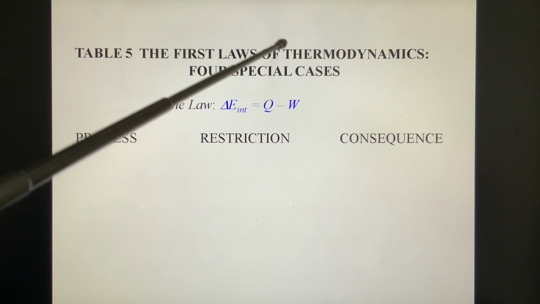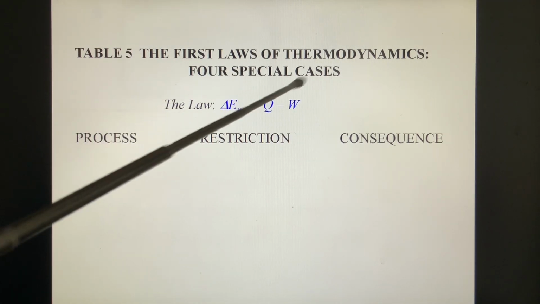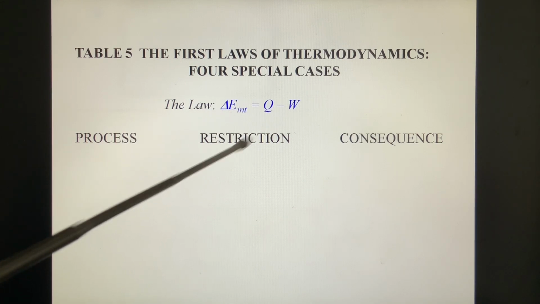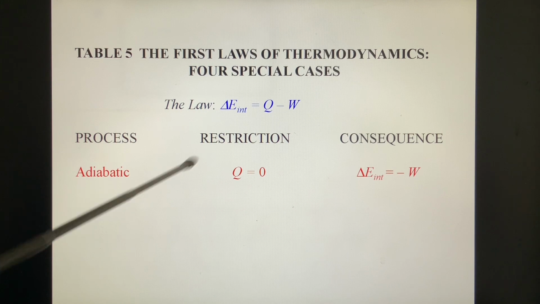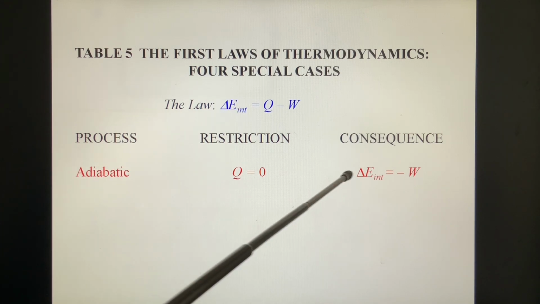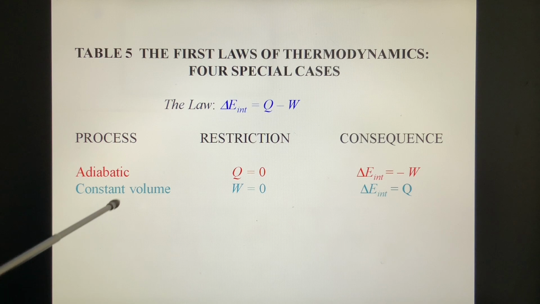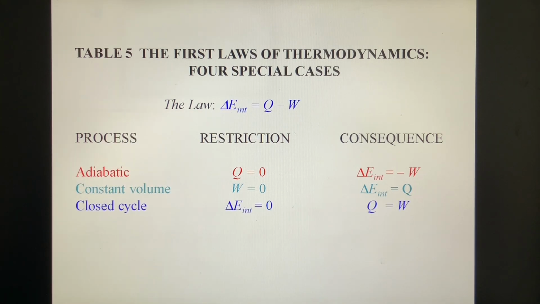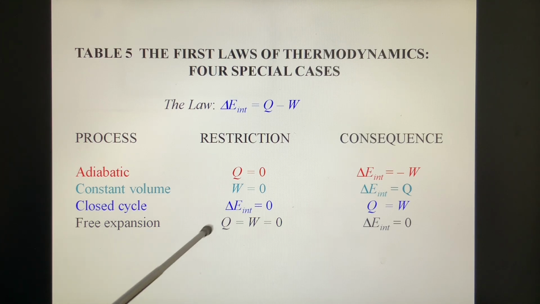Okay, the first law of thermodynamics, four special cases. The first law is ΔE internal equals Q minus W. Process, adiabatic: Q equals 0, so ΔE equals minus W. Constant volume: W equals 0, so ΔE equals Q. Cyclic, closed: ΔE cyclic equals 0, we go back to the original state, so Q equals W. Finally, free expansion: Q and W are 0, so ΔE equals 0, everything is 0.